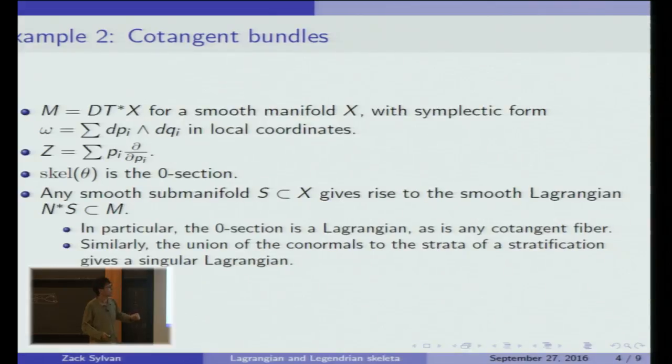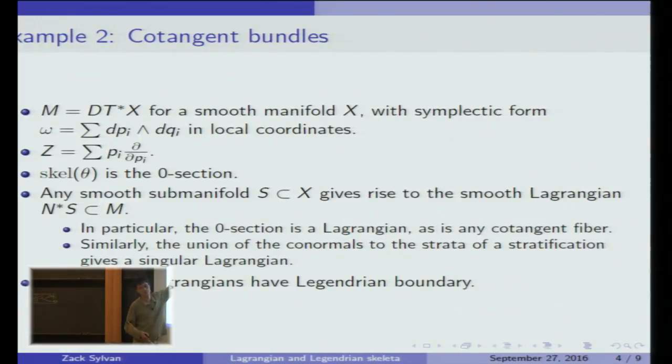Anyway, if you wanted a singular Lagrangian, you could take a stratification or some singular submanifold and take the union of the conormals of the strata, and that'll give you a singular Lagrangian. And if you want to know what a Legendrian looks like in the boundary of this, well, sorry, we took a disk cotangent bundle. So we picked some arbitrary metric, cut it off, and it's going to have a contact boundary. And any of these Lagrangians that we produced have Legendrians for their boundaries.